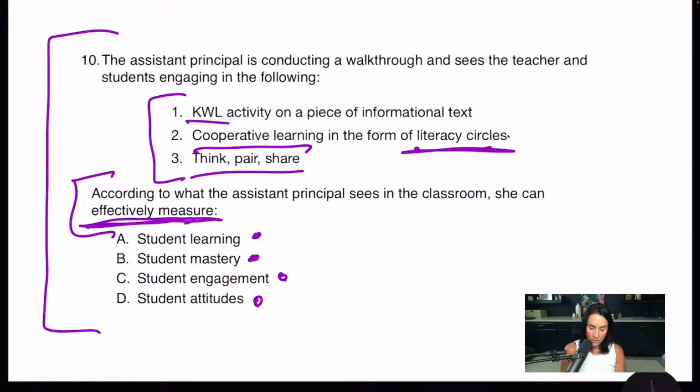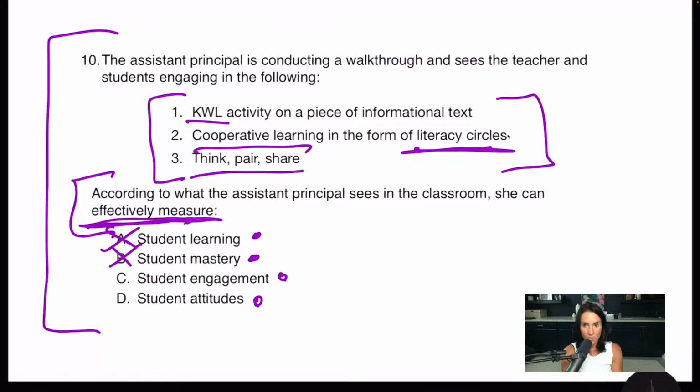These do not measure student learning. We haven't looked at any data yet on student learning. If I looked at test scores, I could figure out student learning. So student learning is not happening here. Again, student mastery also, I would need data to look at that. This is all observational data. I don't have any scores yet. So B is out.